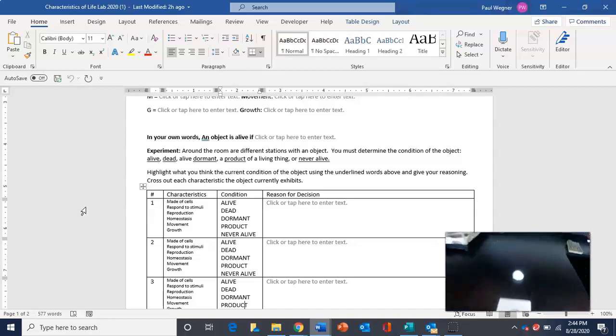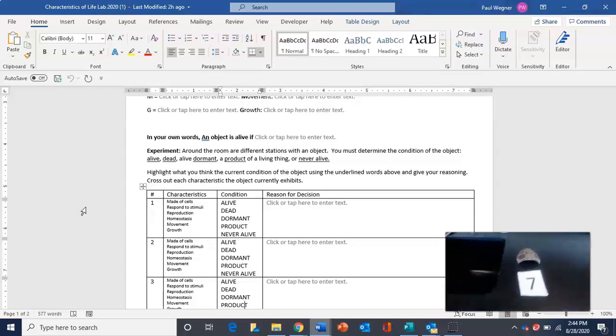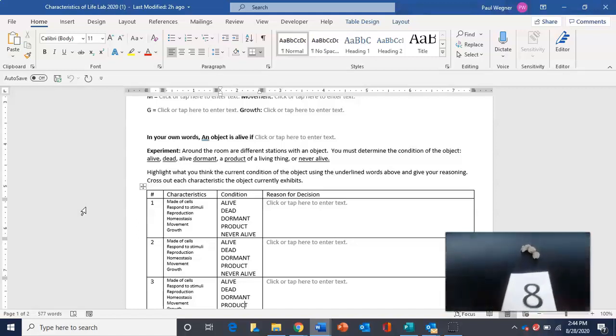Number 6. Number 6 looks like a cotton ball. So you're going to tell me what that is. Alive, dead, dormant, product, never alive. Again, stop the video if you need to, if I go too fast. Pick it up wherever you left off. Number 7. Number 7 looks like a turtle shell. Turtle shell. Number 7. Number 8. Number 8 also looks like acorns. Little tiny acorns.